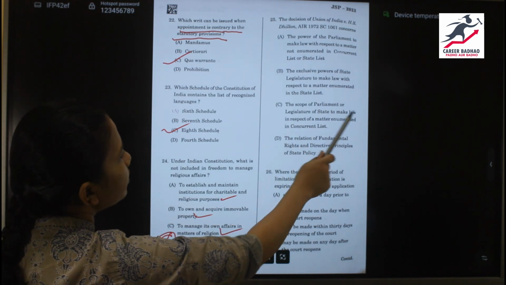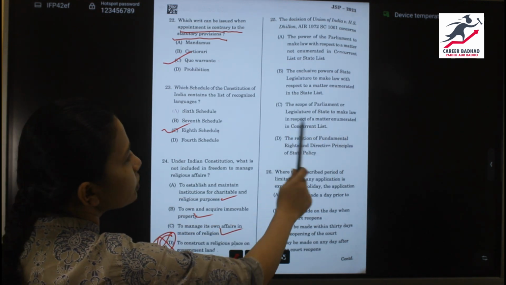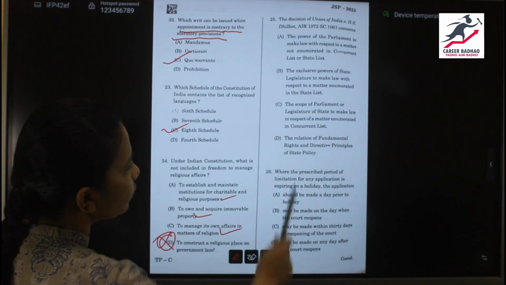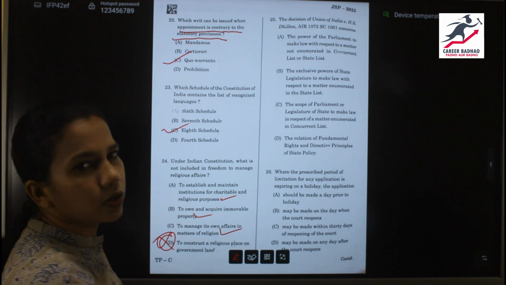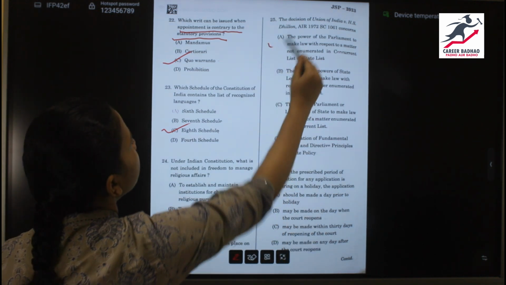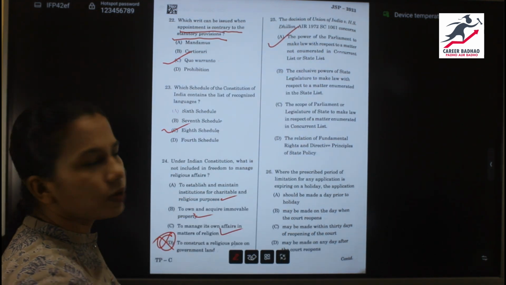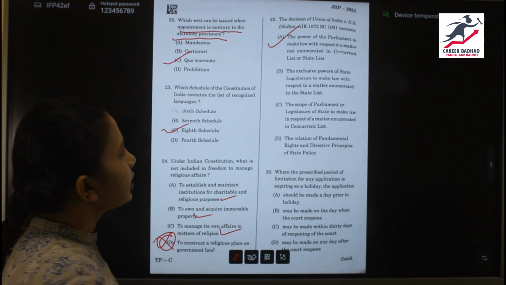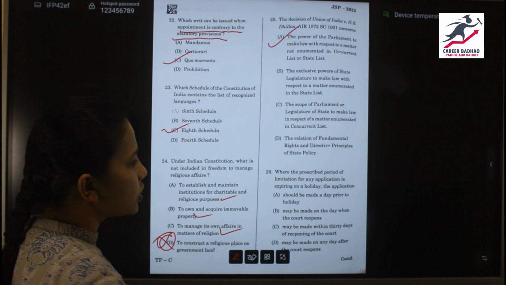The scope of Parliament or legislature of state to make law in respect of a matter enumerated in concurrent list. No. The relation of fundamental rights and DPSPs. No. So here the correct answer would be the power of the Parliament to make law with respect to a matter not enumerated in concurrent list or state list. Let's move to question number 25.